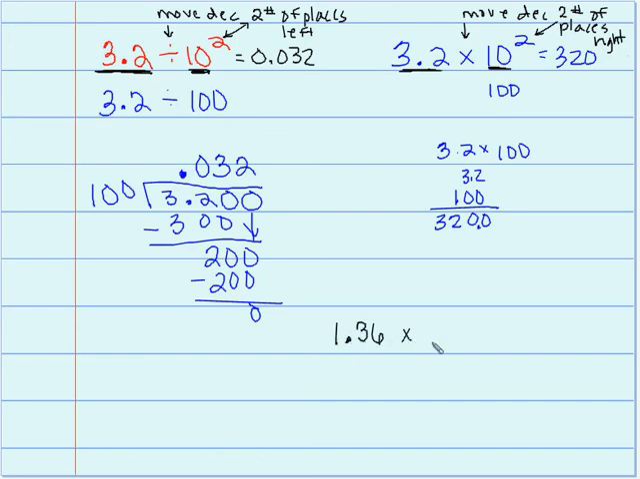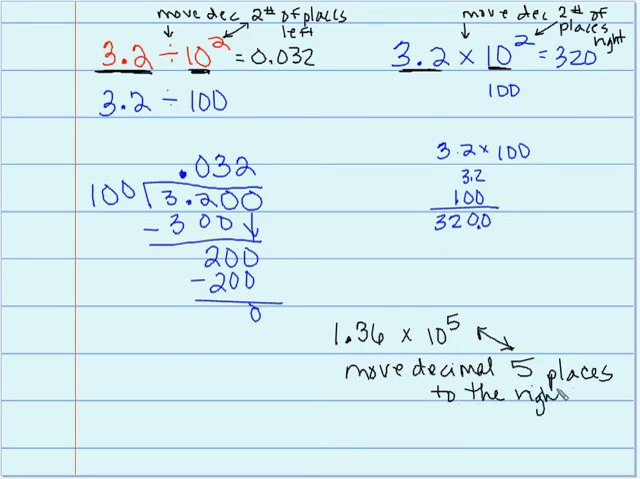Okay, so let's try another one. 1.36 times 10 to the 5th. So we're not dividing, we are multiplying. We're going to move the decimal. This was 2, so this will be 5. Move decimal 5 places to the right. So it'd be 1.36. So that'd be 1, 2, 3, 4, 5, 0, 0, 0.